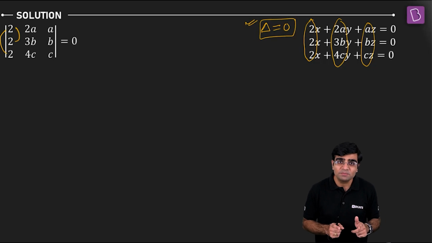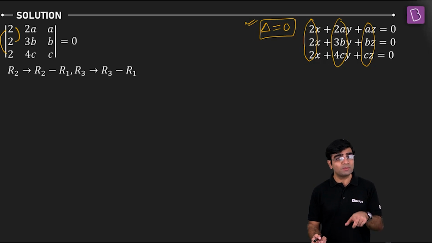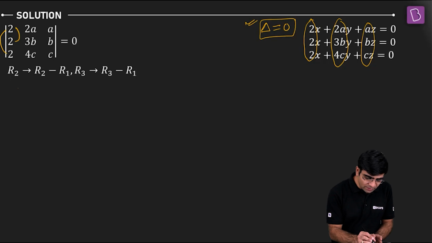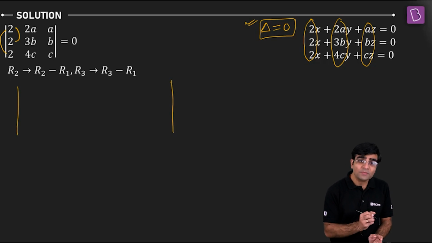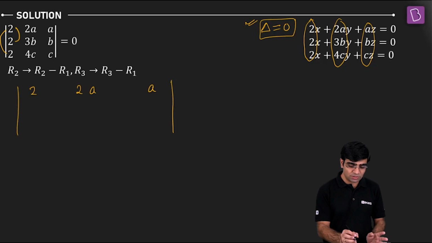Now, would you like to try? Please go ahead. These are the two transformations which I would like to do. R2 goes to R2 minus R1 and R3 goes to R3 minus R1. Okay, so what do I get here by doing this? Please look at the screen carefully. So the first row is not changing. That is my reference row and that will remain intact. I'm not supposed to touch it.